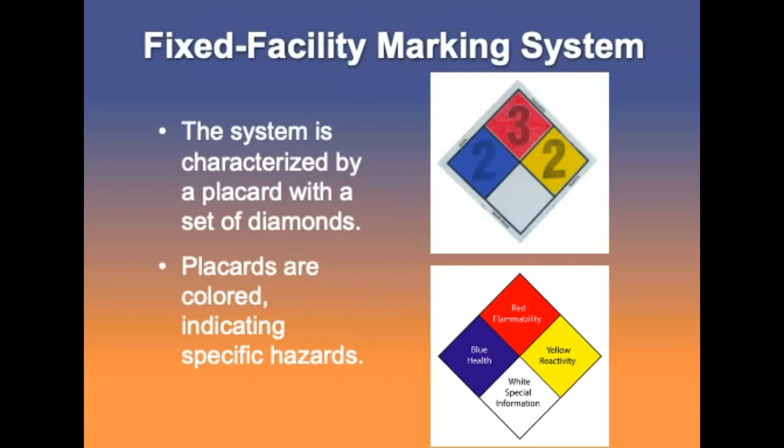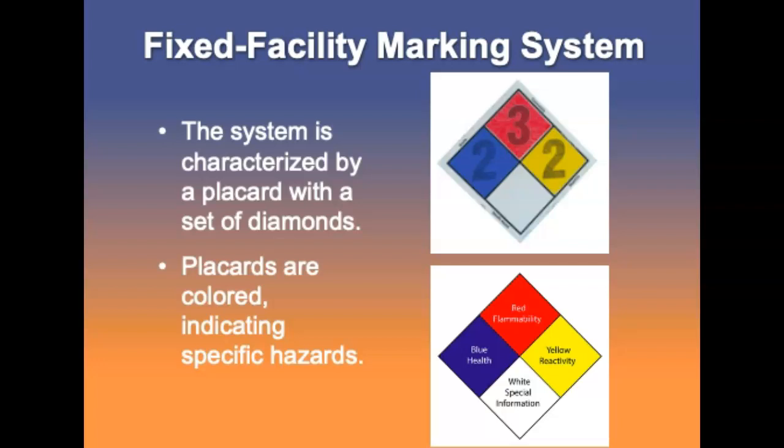So fixed facility marking systems. NFPA 704 is the standard system for identification of hazardous materials for emergency response. It outlines a marking system used for fixed facilities. The system is characterized by a placard, a set of diamonds, found on the outside of buildings or doorways or fixed storage tanks. The diamond shape symbol is broken into four smaller diamonds that represent a particular property or characteristic. The placards are colored and indicate specific hazards and information.